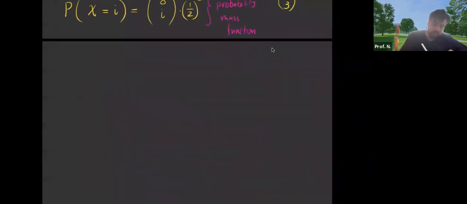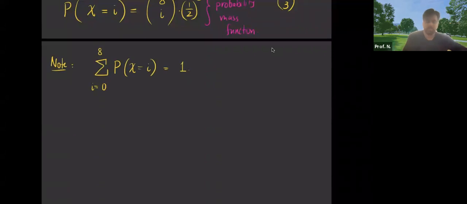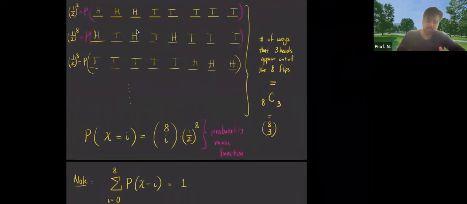Okay. And so note, if I take the sum of the probability that x equals I, as I goes from 0 to 8, this should equal 1. Because if I take the sum of all of these, this would represent the whole sample space. Yeah, it's going to take some review. That's okay, that's fine. This is the first introduction to it, so of course it's not going to be clear as crystal.